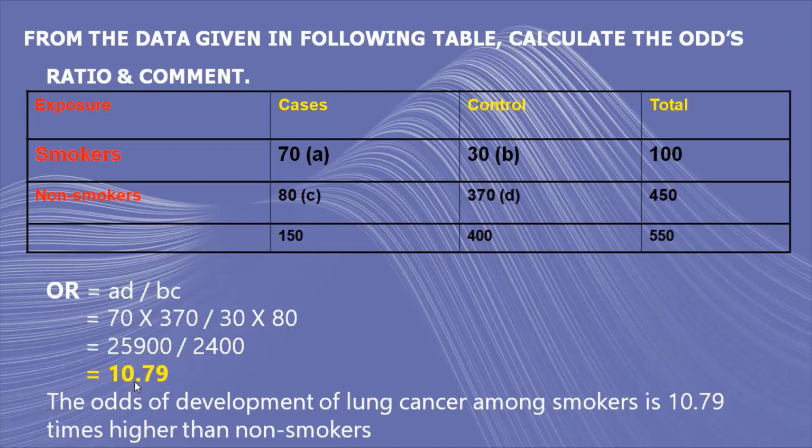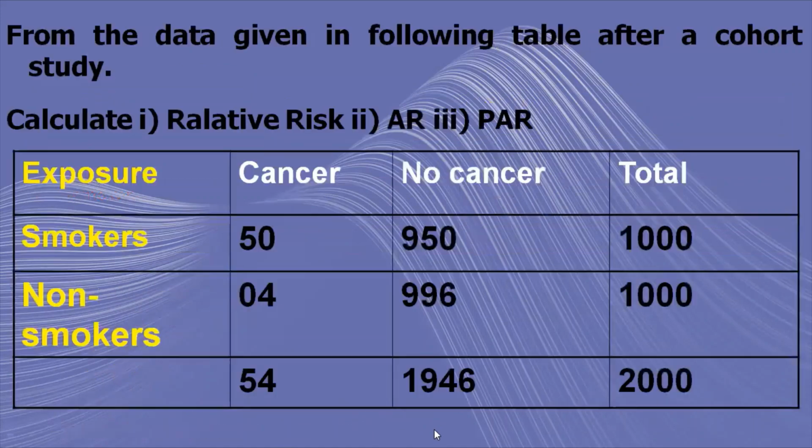Now odds ratio came to 10.79. Now we need to interpret or comment. So comment will be the odds of development of lung cancer among smokers is 10.79 times higher than the non-smokers. So mention the odds ratio, and you should always mention the chance of development among exposed compared to the chance of development of disease among non-smokers.